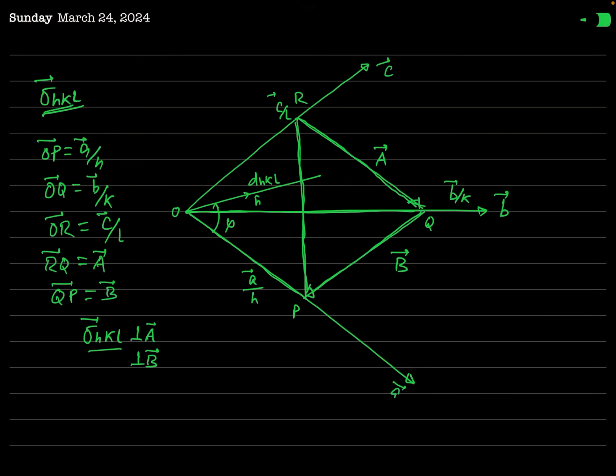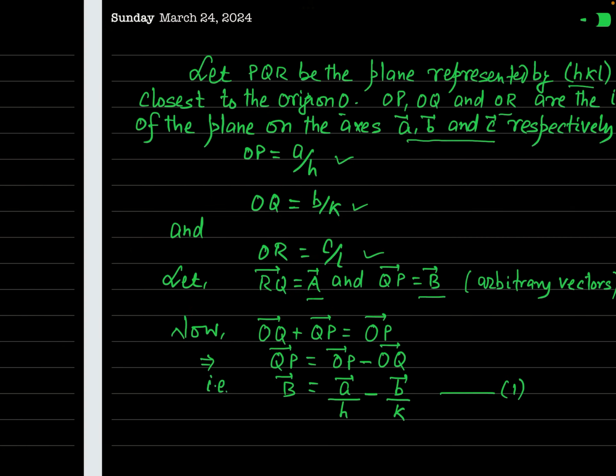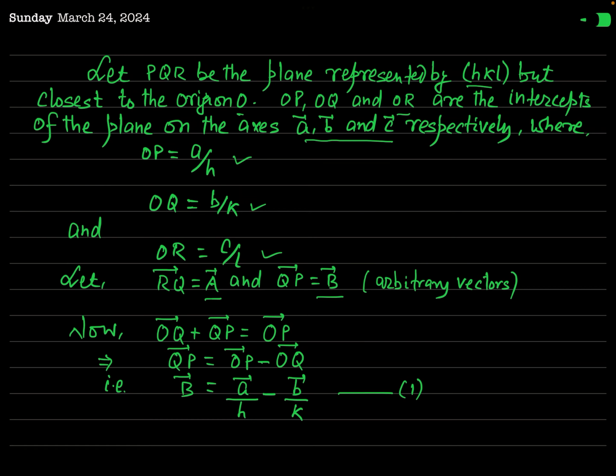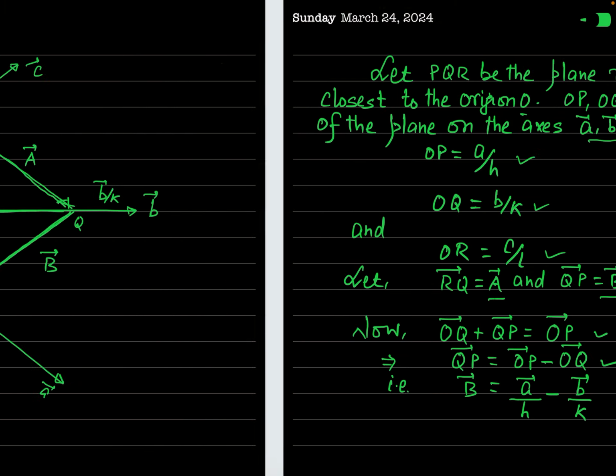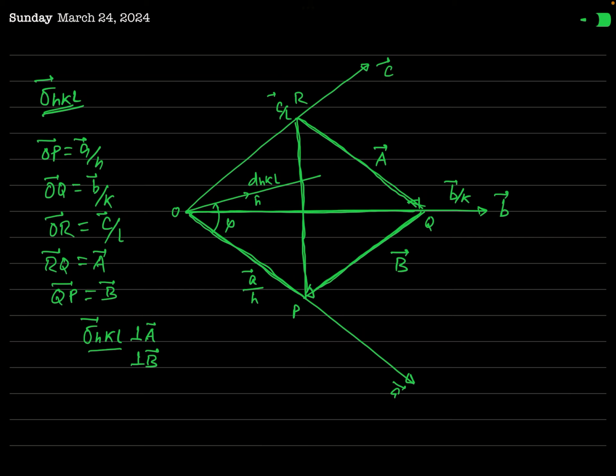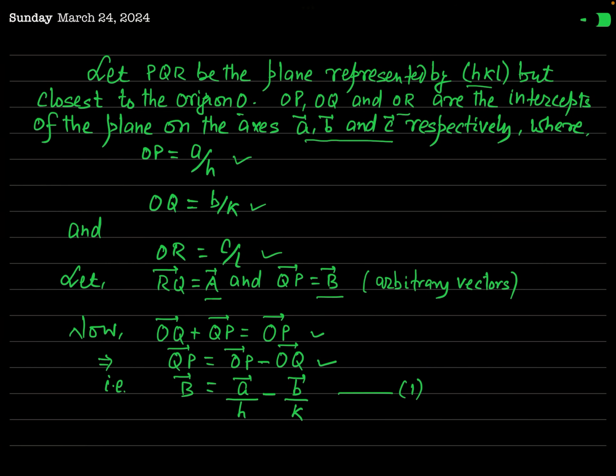Now from the geometry of the figure you can see that this OQ vector plus QP vector will be equal to OP vector in accordance with the triangle law of addition. So I have written it here, OQ plus QP is equal to OP, and so QP will be equal to OP minus OQ. But we have assumed that QP is equal to B, and OQ is b over k, and OP is a over h. So vector B is equal to a over h minus b over k.